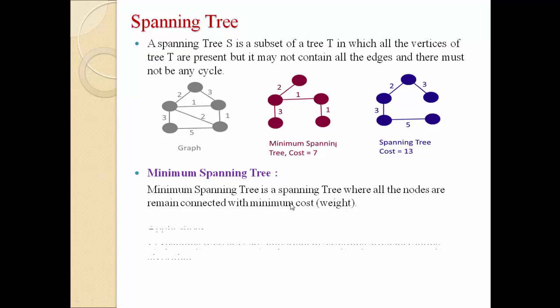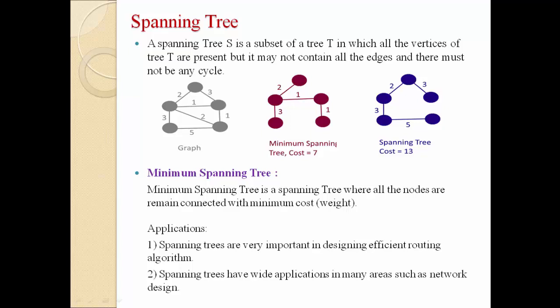Now, what is the application of minimum spanning tree? Spanning trees are very important in designing efficient routing algorithms. When we design a network, when we make a routing algorithm, at that time spanning tree is very much important. So normally spanning tree is basically used to find the solution of many network related problems.